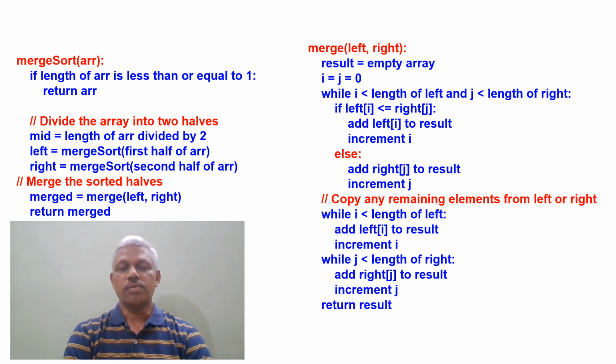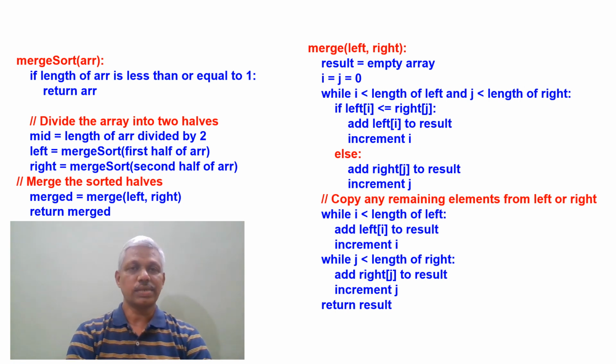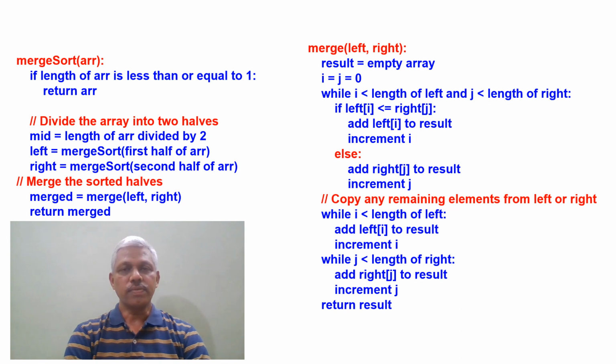Once this is done, while i is less than the length of left and j is less than the length of right, sometimes what happens is if the length of one of the subarrays is larger than the length of the second subarray, one of the subarrays may exhaust before the other. If one of the subarrays exhausts in this comparison, the remaining part of the other subarray is to be copied as it is because it is already in sorted form.